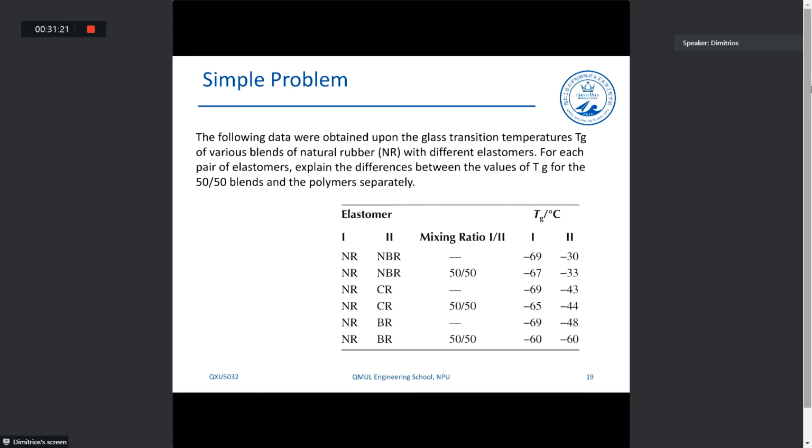A very, very simple problem. So we have this table, and we have these data that were obtained from DSC, which show the glass transition temperatures of different blends of natural rubber. So have a look at the table. What do you notice in terms of the difference between the values of the different blends? And what conclusion can we draw?